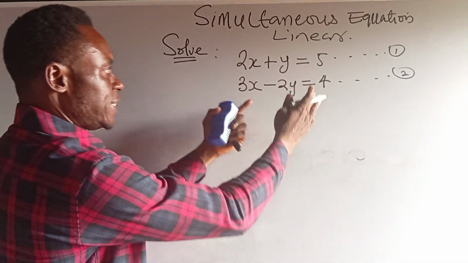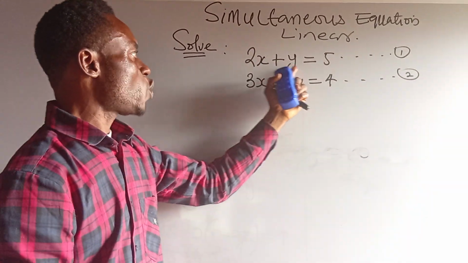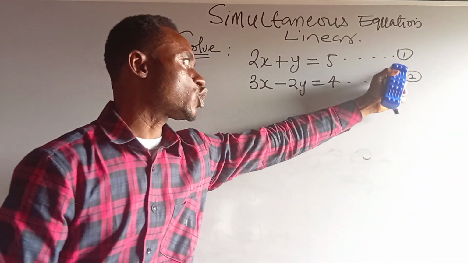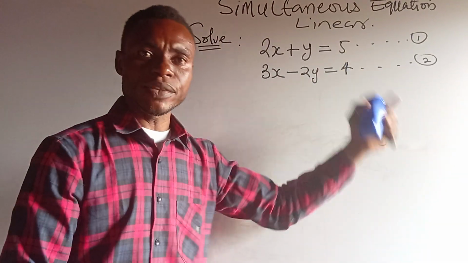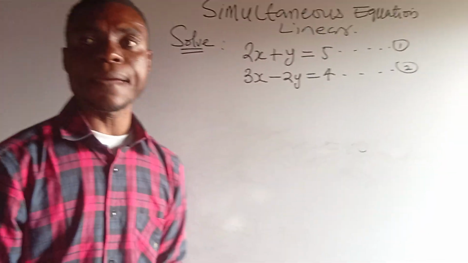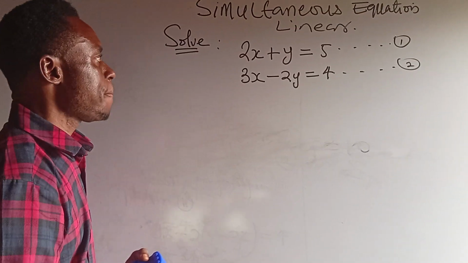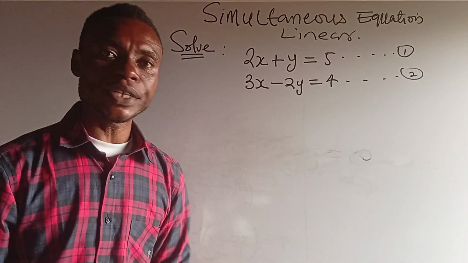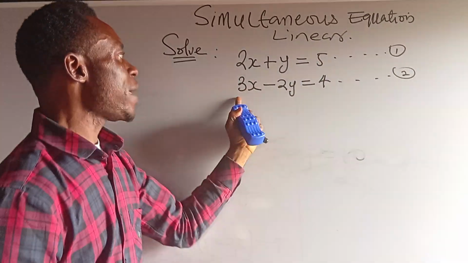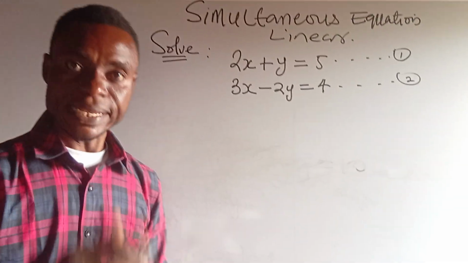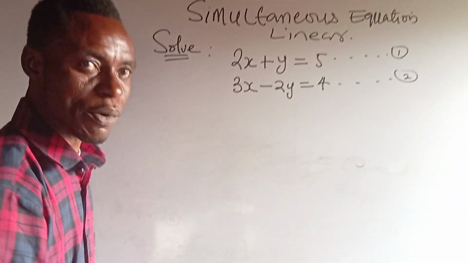Now, what did the equation say? It says 2x plus y equal to 5, and it is equation 1. 3x minus 2y equal to 4 in equation 2. We want to solve these two linear equations at the same time and know what our answer will be. Mathematics is simple logic. It means when we add these things, it will give us 5. When we add all these things also, it will give us 4. Let's see how. Watch and see how we get them.